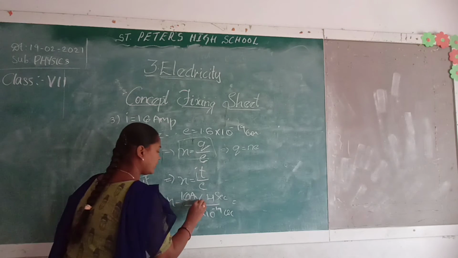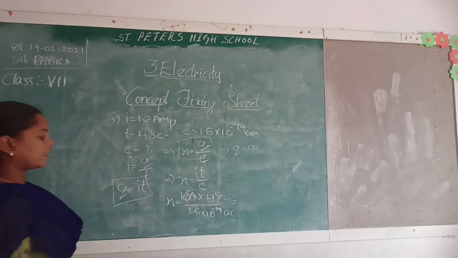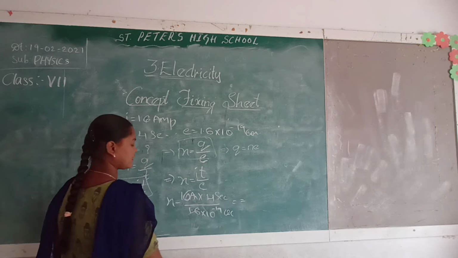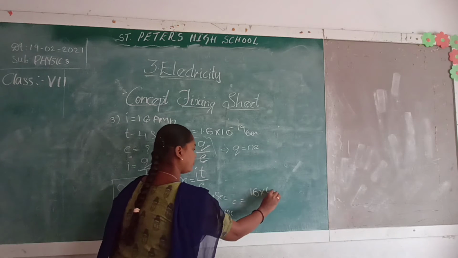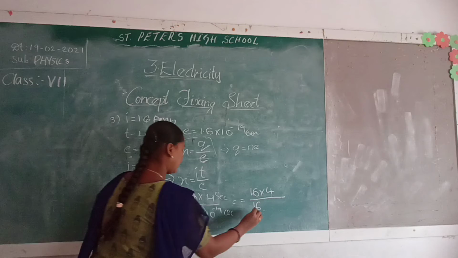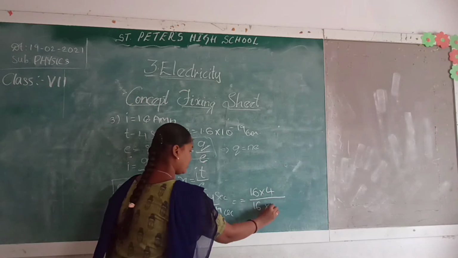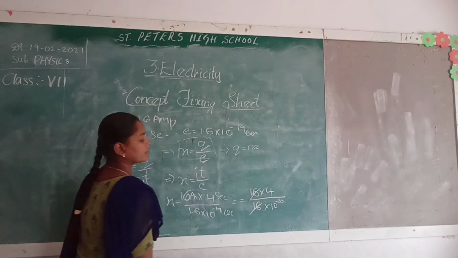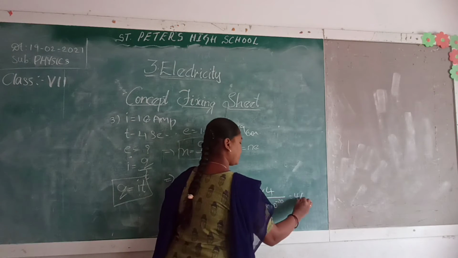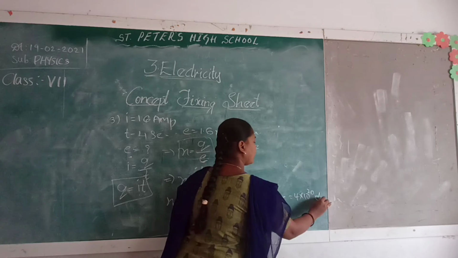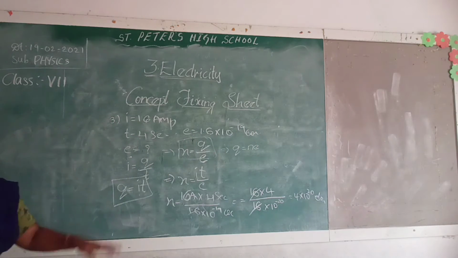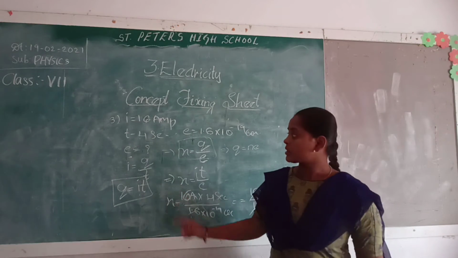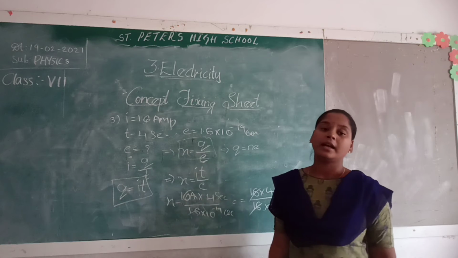16 ampere into 4 seconds by 1.6 into 10 to the power of minus 19. So here take this as 16 into 4 by 1.6 into 10 to the power of minus 20. Okay, 16 gets cancelled, directly write it as 4 into 10 to the power of 20 electrons. So how many electrons are moving in this conductor? 4 into 10 to the power of 20 electrons are moved in 4 seconds with the current of 16 amperes.